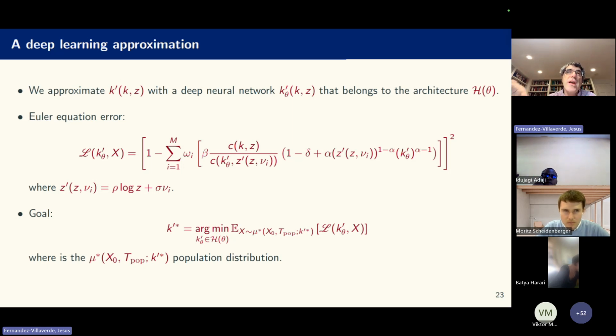And then I retrain my neural network on the 1,000 simulated paths. And I have a new neural network. And then I do it again. And I keep doing that until convergence.